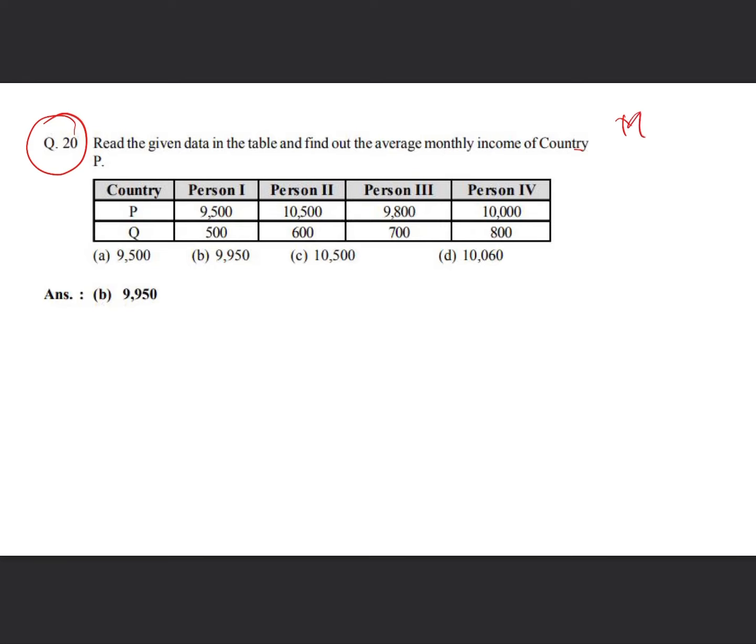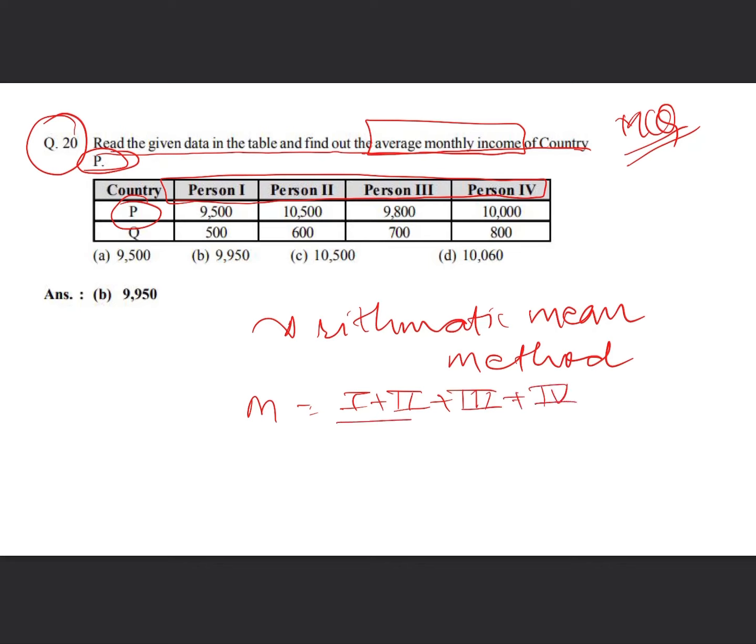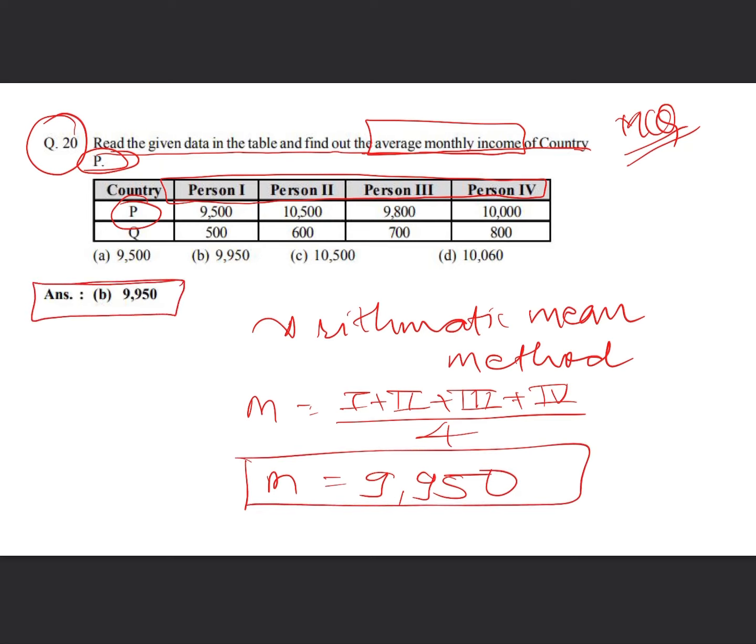Last question for MCQ. Read the given data in the table and find out the average monthly income of country P. So, a country P is having four persons, and we have to calculate the average monthly income. So, we will do it by arithmetic mean method. That is, M is equal to 1 plus 2 plus 3 plus 4 divided by 4. So it will give us the answer of 9950, which is option B. So option B is the correct answer.